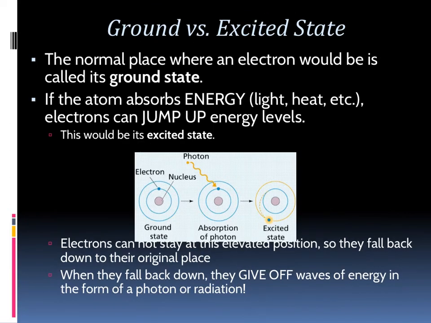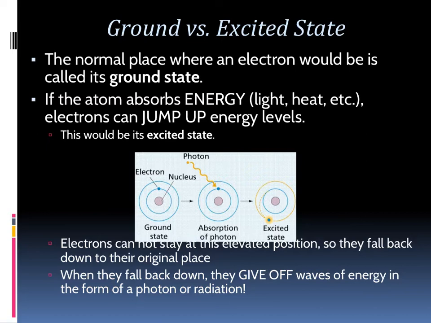So we're going to do a really fun lab where we take electrons from what we call the ground state, and we're going to excite them. It may be an exciting lab. Yeah, I went there. So the normal place where an electron would be is called its ground state. So wherever they're at naturally, that's where they are.